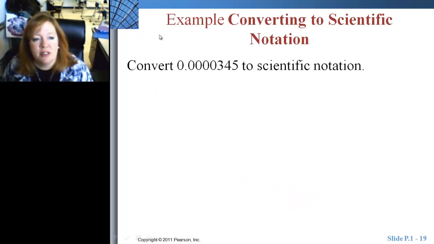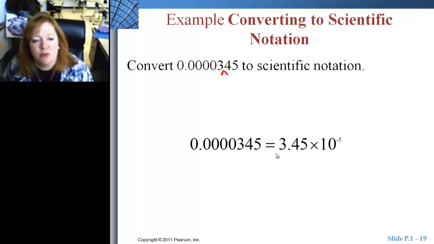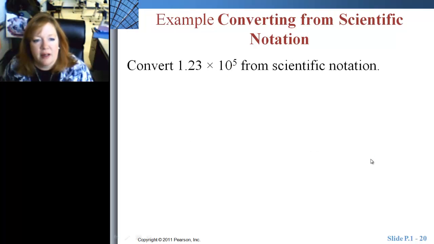So let's do an example. If I'm converting this to scientific notation, first off, I see it's a very small number. So in my brain, I go, okay, it's going to be 10 to the negative power. This is where I would put my decimal point because 3.45 is between 1 and 10. And I would move it 1, 2, 3, 4, 5 spaces. So this would be 3.45 times 10 to the negative 5th power. That's it. I think you can handle that.